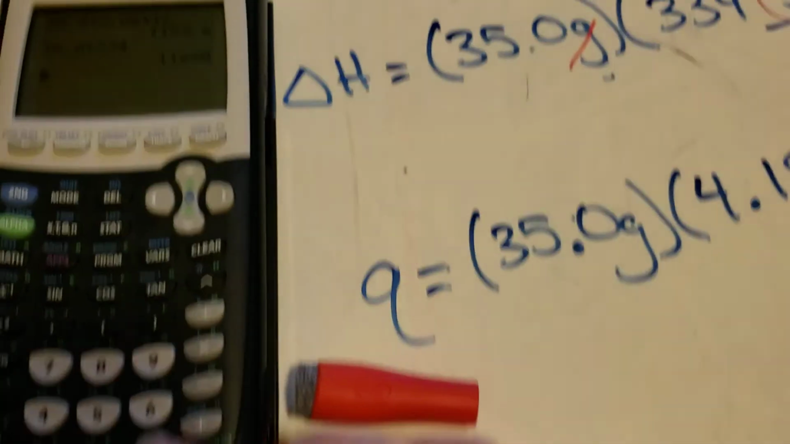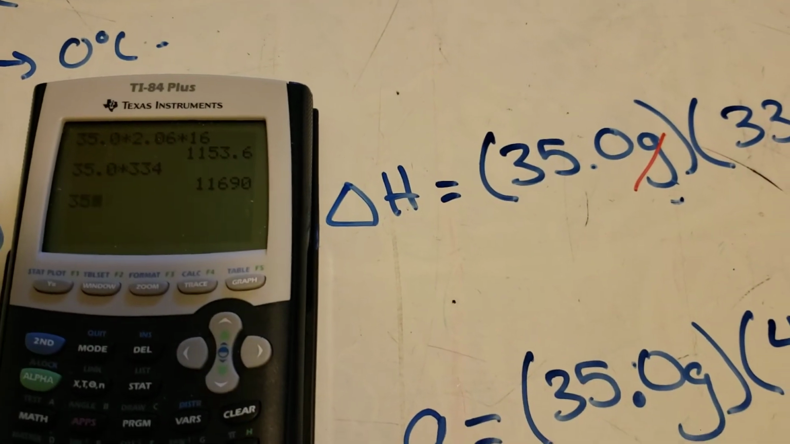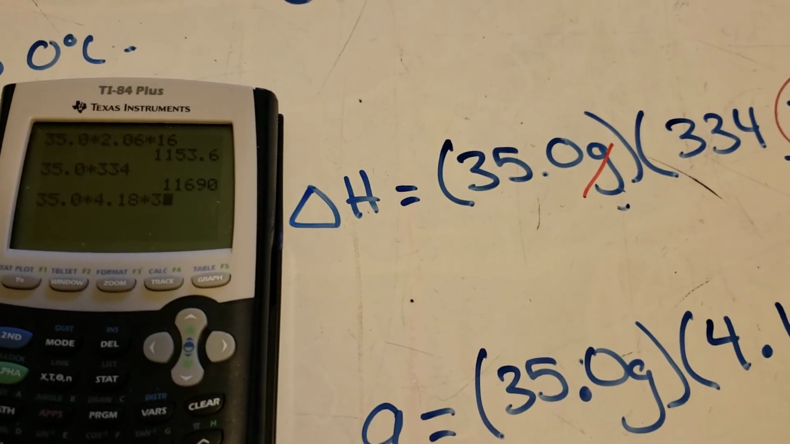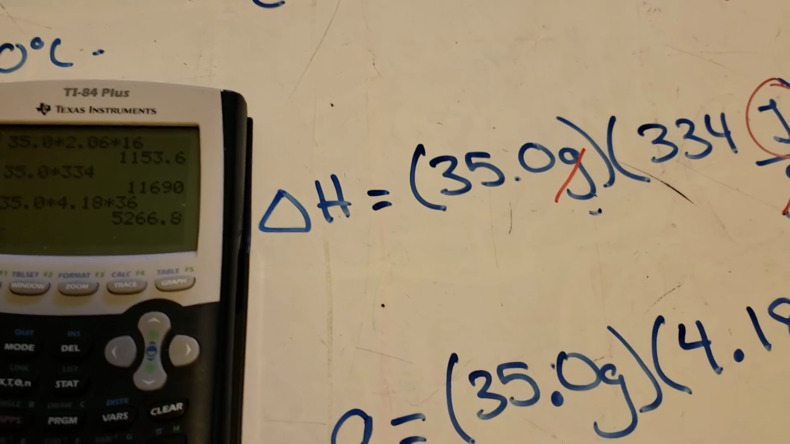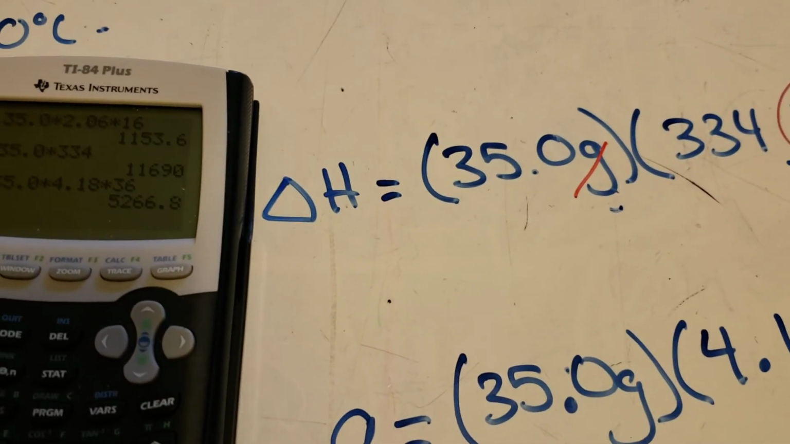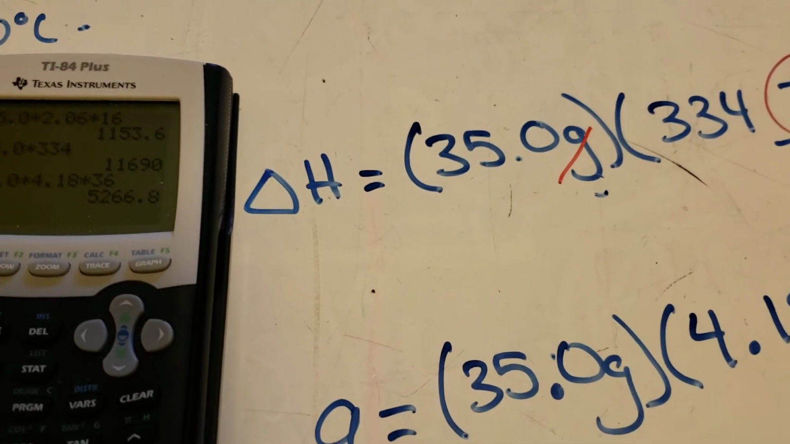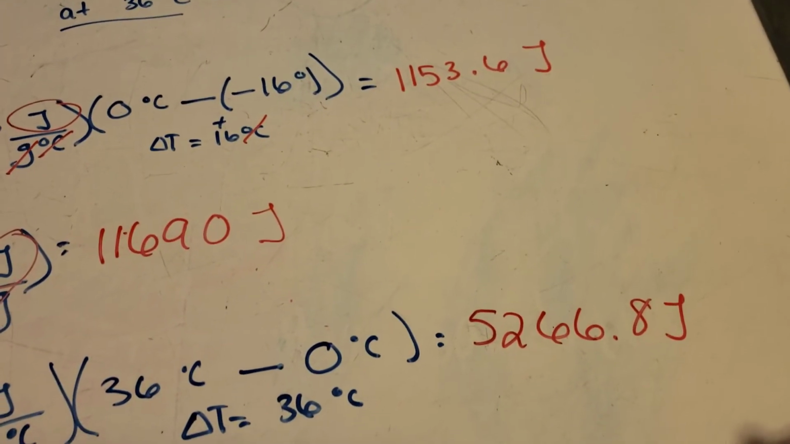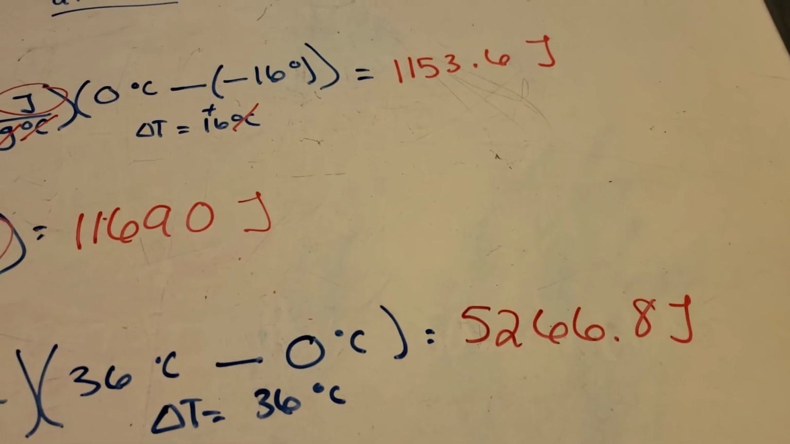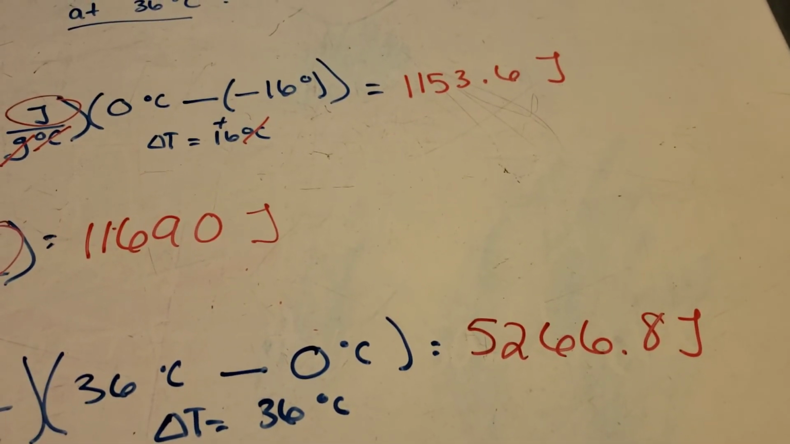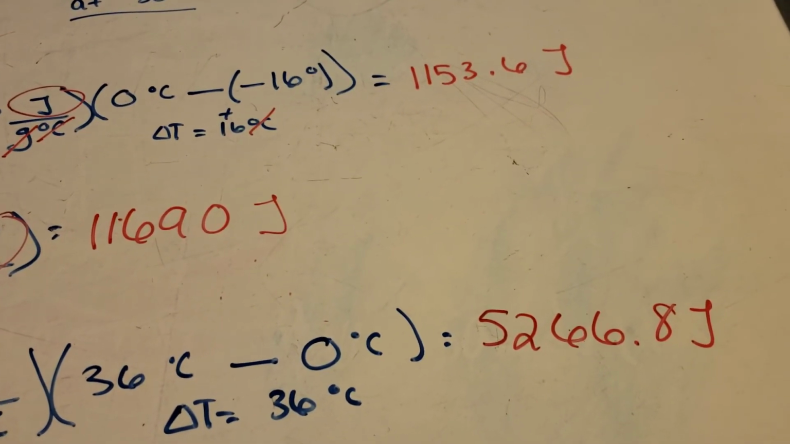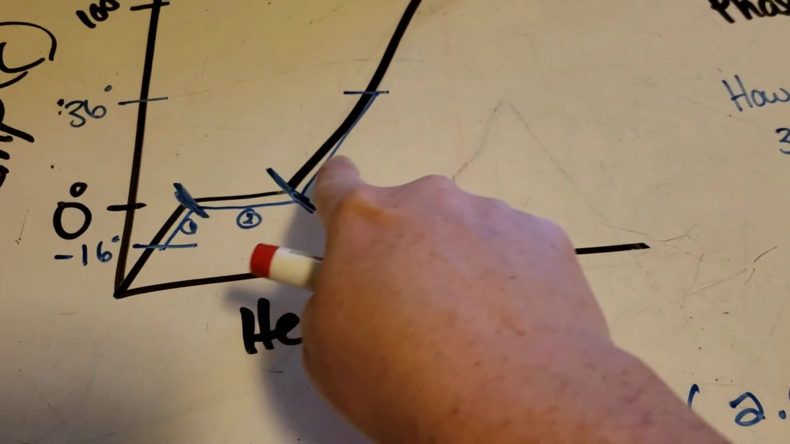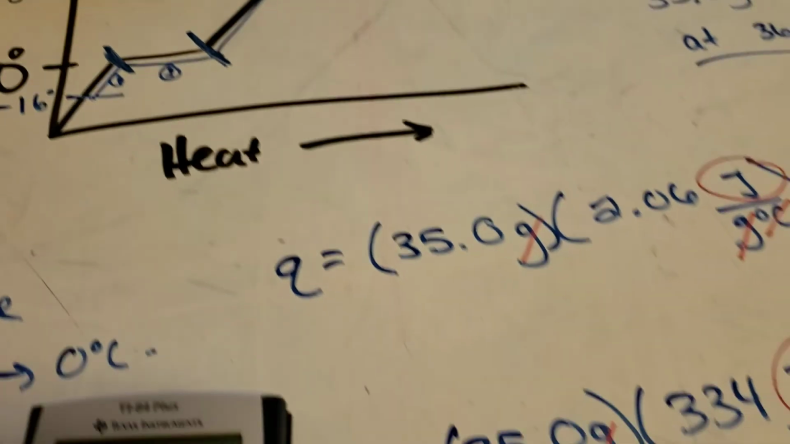All right, last problem. I have 35.0 times 4.18 times 36. All right, and I get 5,266.8 joules. All right, so I have all three of these. I now have to add them all together because all three problems are added to show our start of our problem to our end of our problem. Each one is a piece.